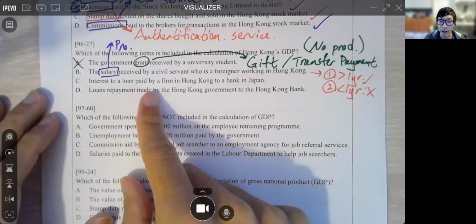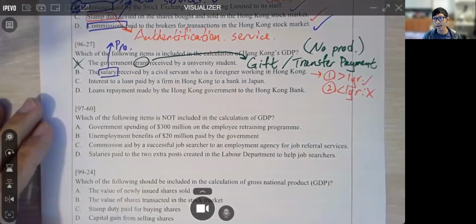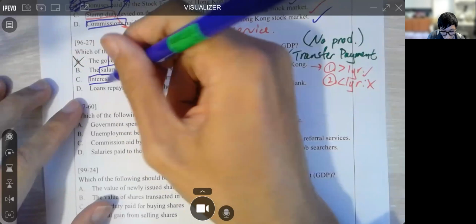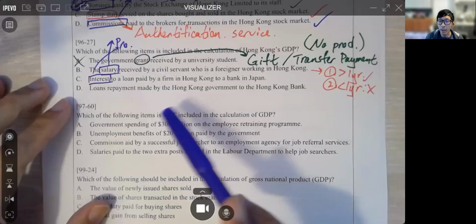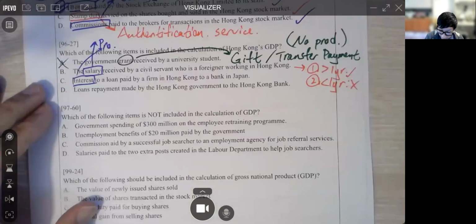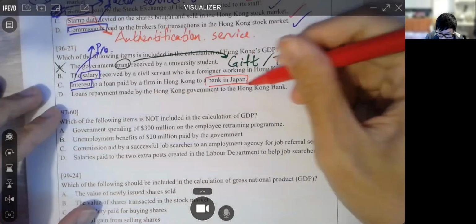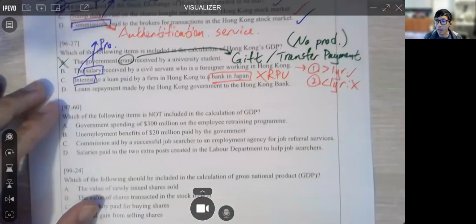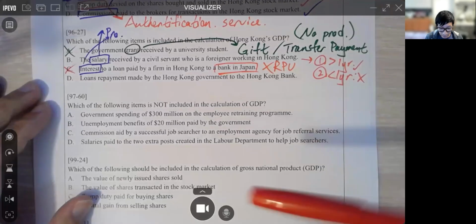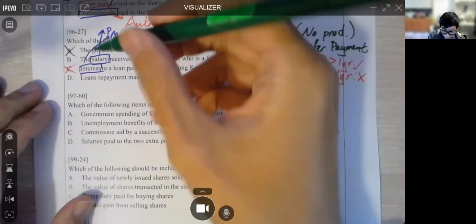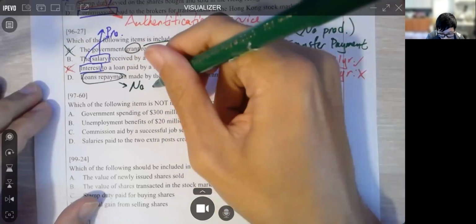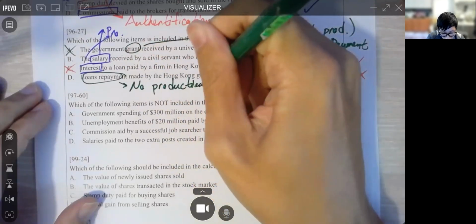Interest to a loan paid by a firm to a bank in Japan. OK，咩意思啦？Interest. Remember, this is for loaning service. So there is production. But who provided the production? Japan. Bank in Japan. 咩意思啊？This bank in Japan definitely not RPU of Hong Kong. 日本銀行肯定唔係香港 RPU 啦，好嘛？So not in GDP of Hong Kong. And finally, loan repayment. 記住啦，我成日都話啦，loan repayment, there is no production or no real production. Therefore, D does not count.